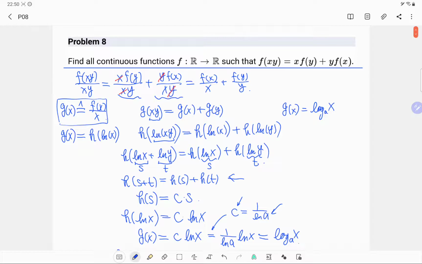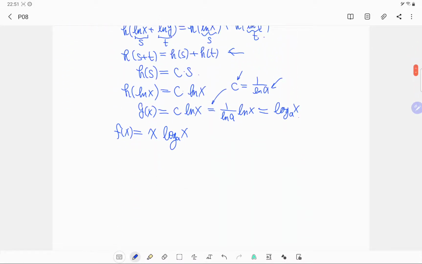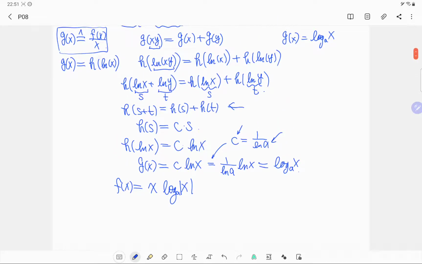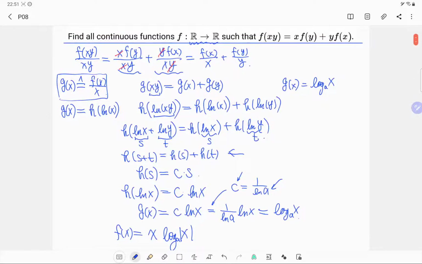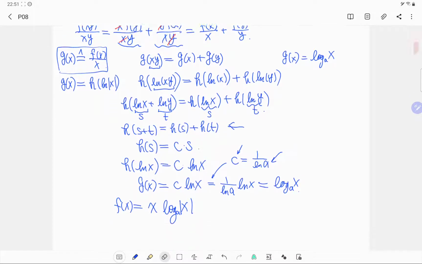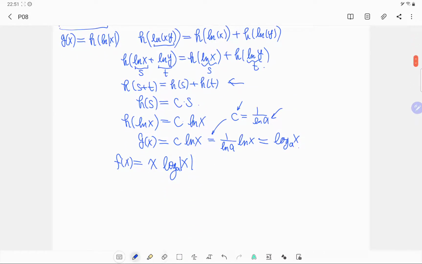However, as we can see, the domain should be all the real numbers, but the log function is not defined for negative values. So actually we may put the absolute value here, and going back we can put the absolute value here, so that all x can be defined without 0. So we can see the solution looks like this.